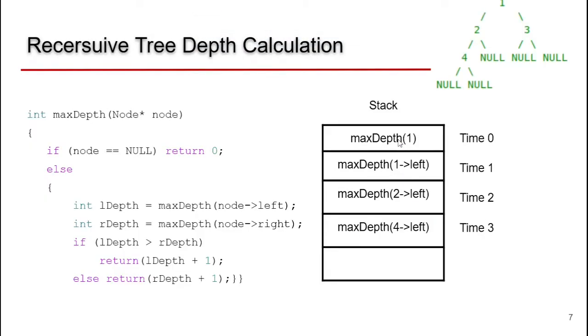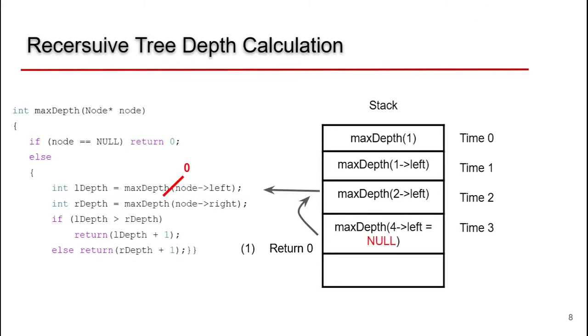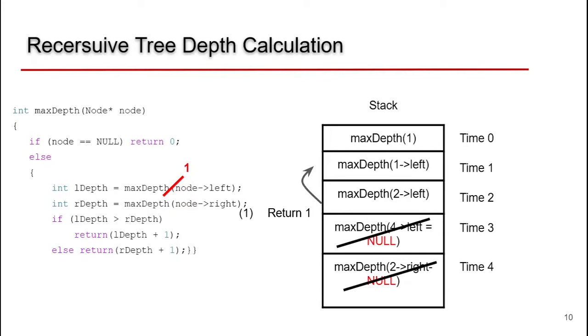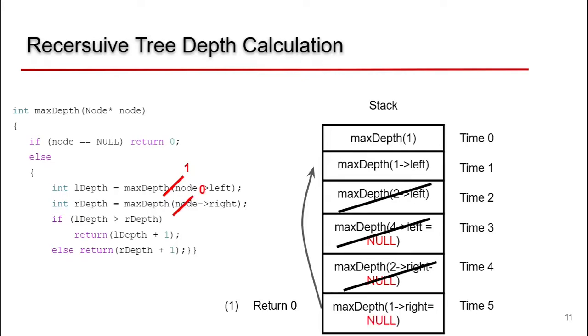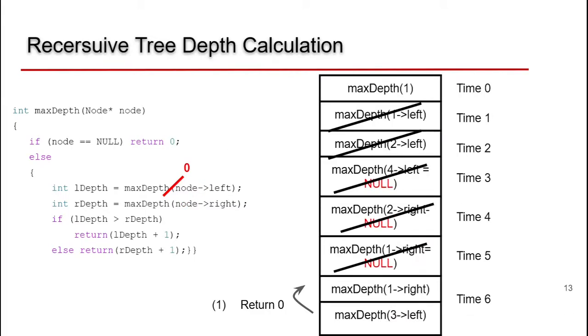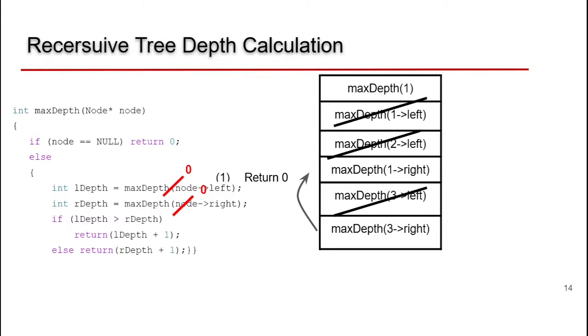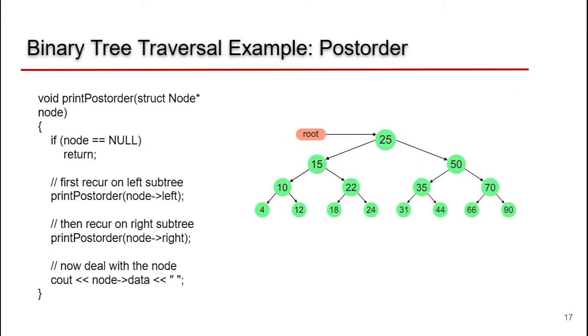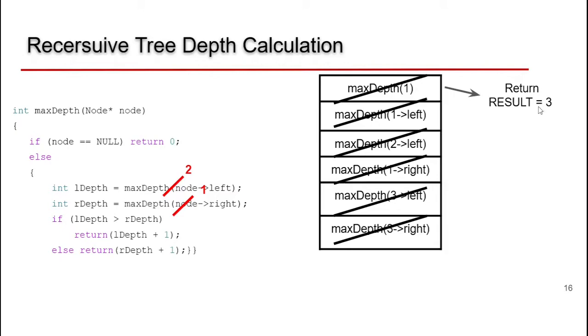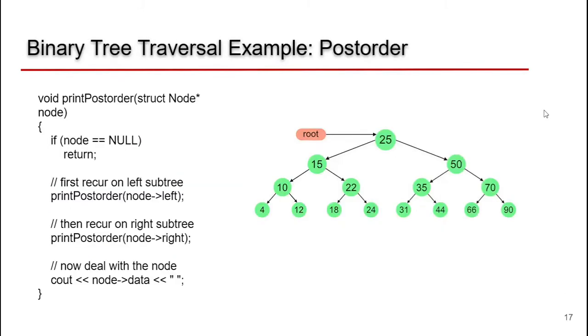The next slides repeat what I explained with the whiteboard. I explained how we fill the stack with the recursive max depth calls. It's the same steps we just did together, and the result is equal to 3.